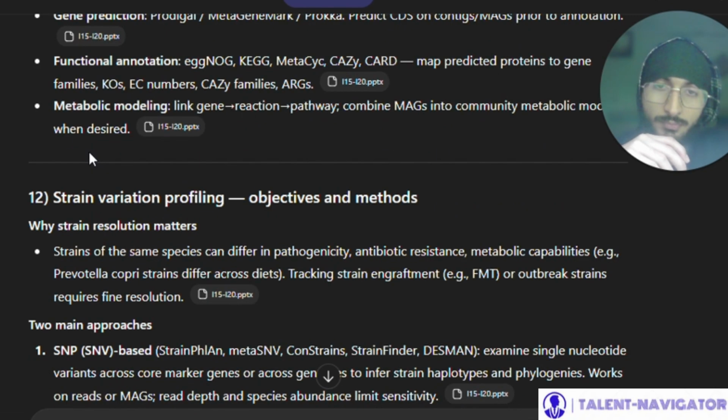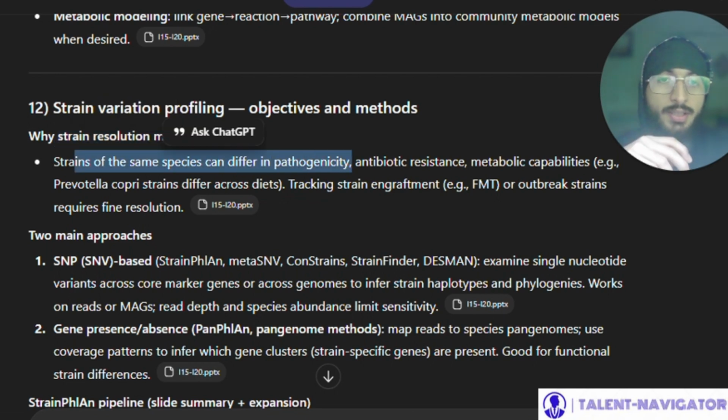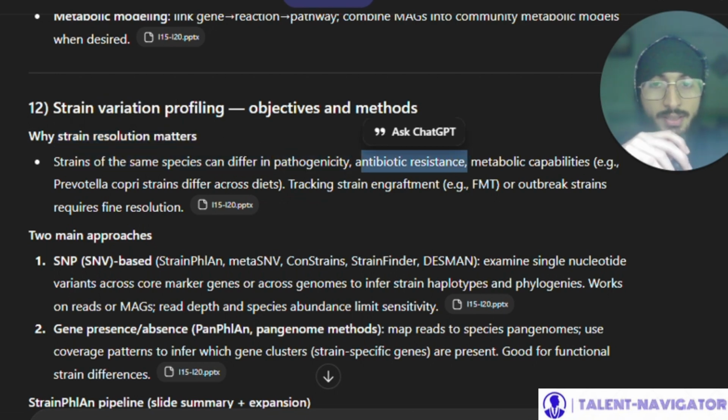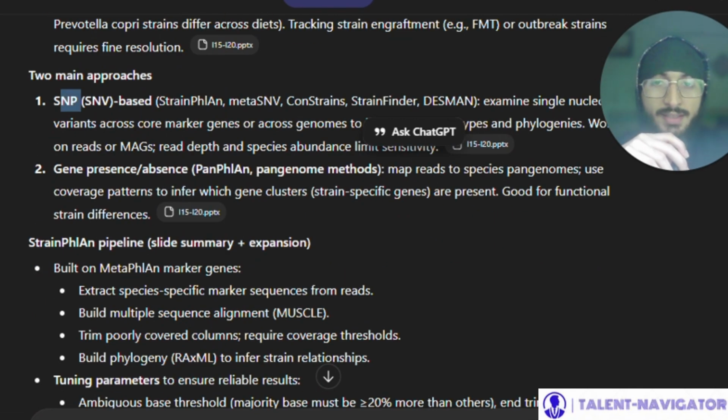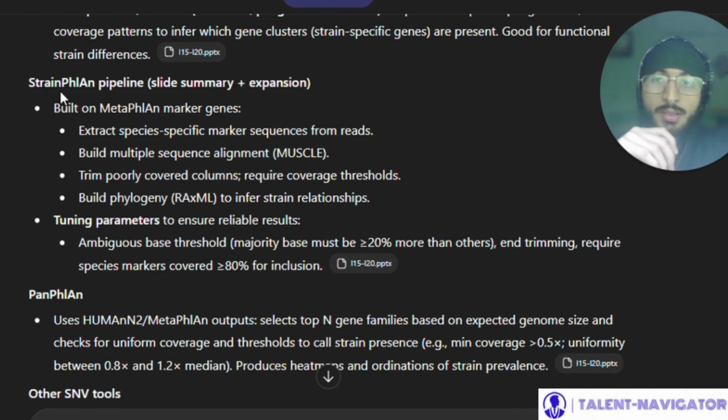Moving on, strain variation profiling. Why does strain resolution matter? Strains of the same species can differ in pathogenicity, antibiotic resistance, and metabolic capabilities. So we have two main approaches, that is SNP based, like StrainPhlAn, ConStrains, and others, and gene presence based, that is PanPhlAn and pangenome methods, right? The StrainPhlAn pipeline we'll be discussing in the next video.